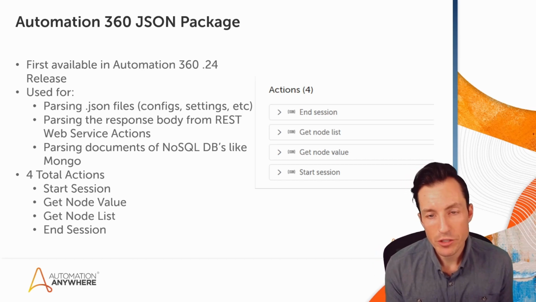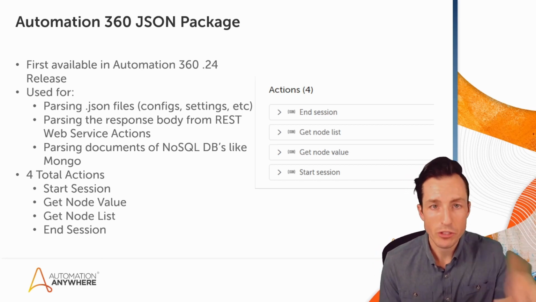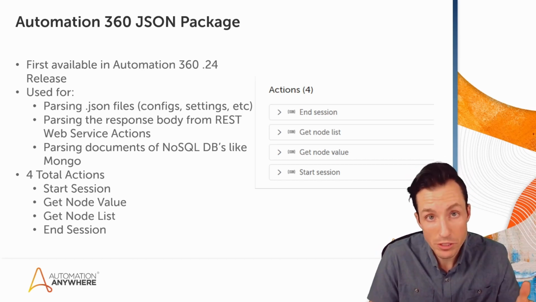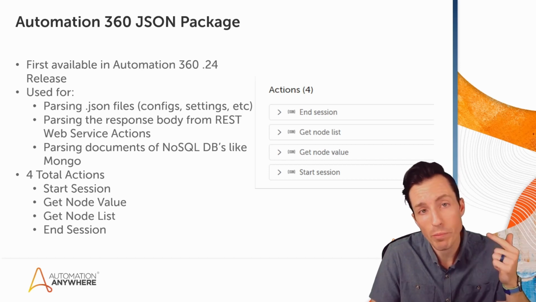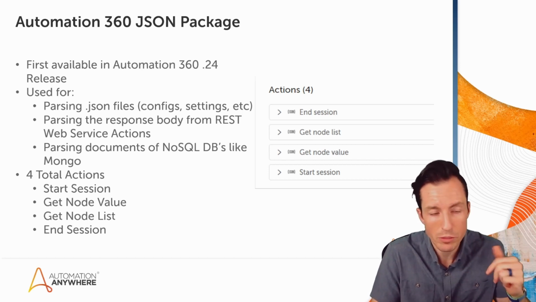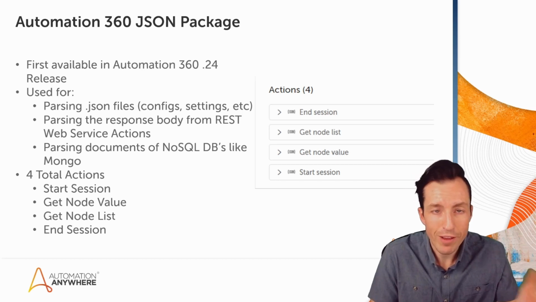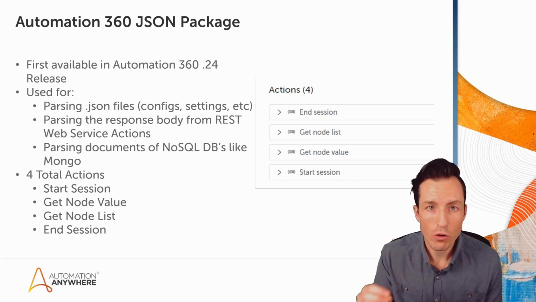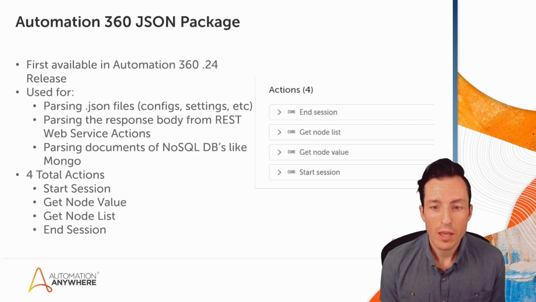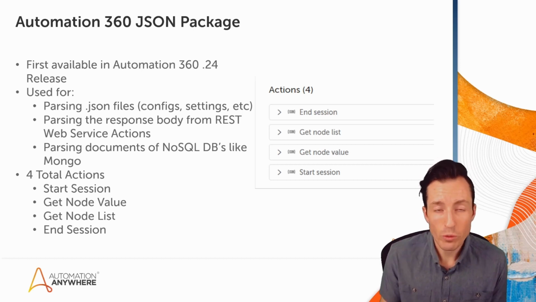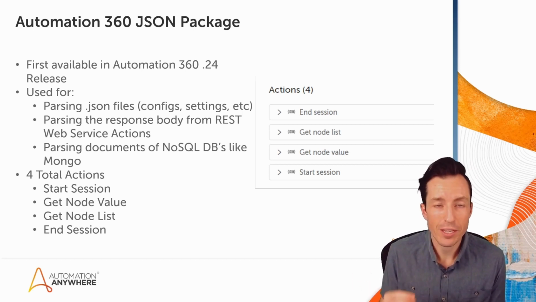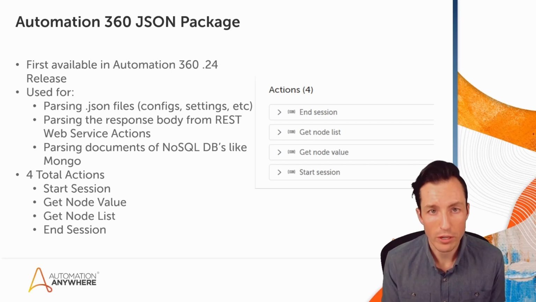Inside of this package, there are 4 total actions. We have start session, which enables us to establish a session either based off of a file or based off of a string, which could be our response body. Get node value, where we can get a specific node value from the JSON. Get node list, where it's going to return a list of values if there is an array within that JSON, and we'll look at how that works.